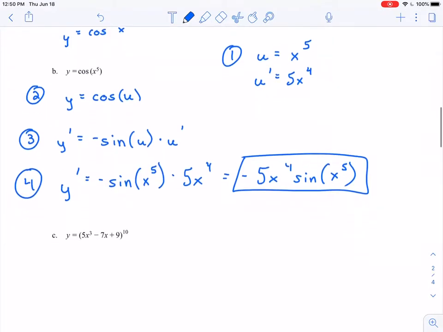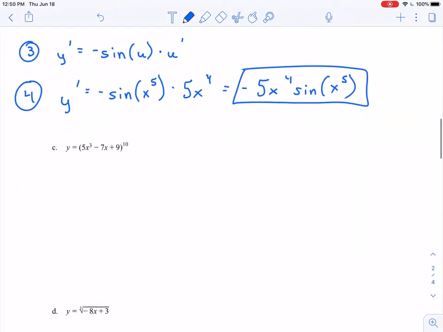Let's keep going. Let's look at another. Next up, I have y equals 5x cubed minus 7x plus 9, all to the 10th. Again, first step, what is your u? What's your inside function? I see those parentheses, so I'm going to pick 5x cubed minus 7x plus 9 as my inside function u. I know I need u prime, so u prime is 15x squared minus 7.